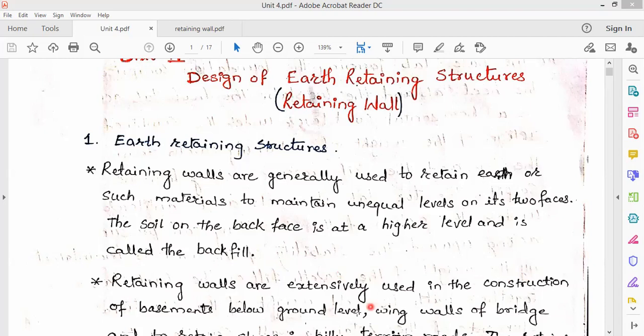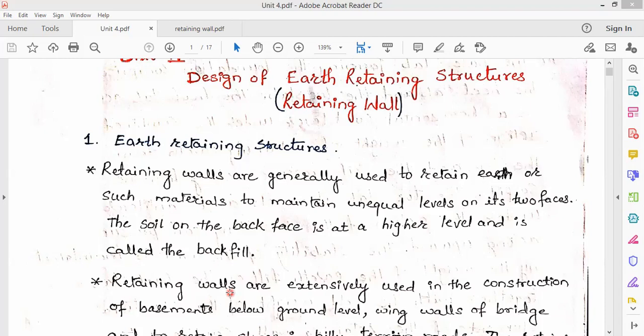And retaining walls are extensively used in the construction of basements, that is below the ground level. We may observe these retaining walls in underground structures also. Let's say there is a 15-story building with a basement, then we will be going for the construction of these earth retaining structures.